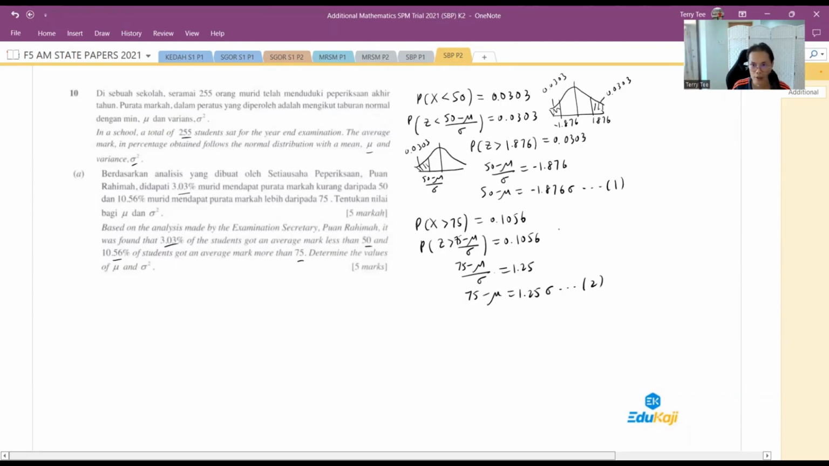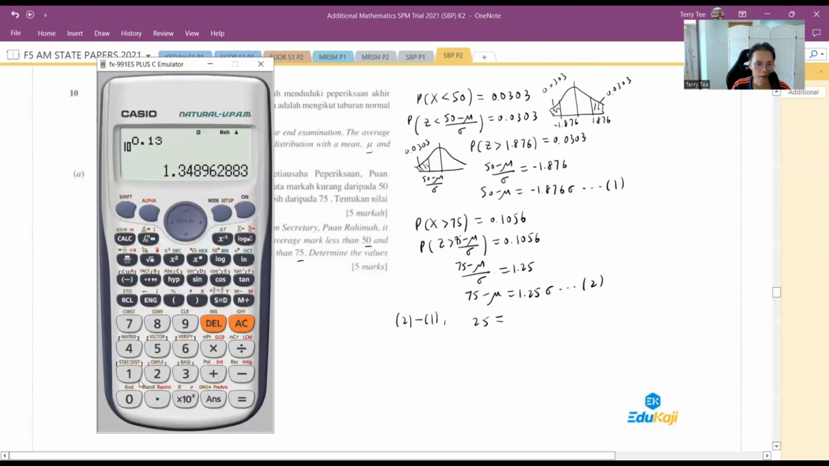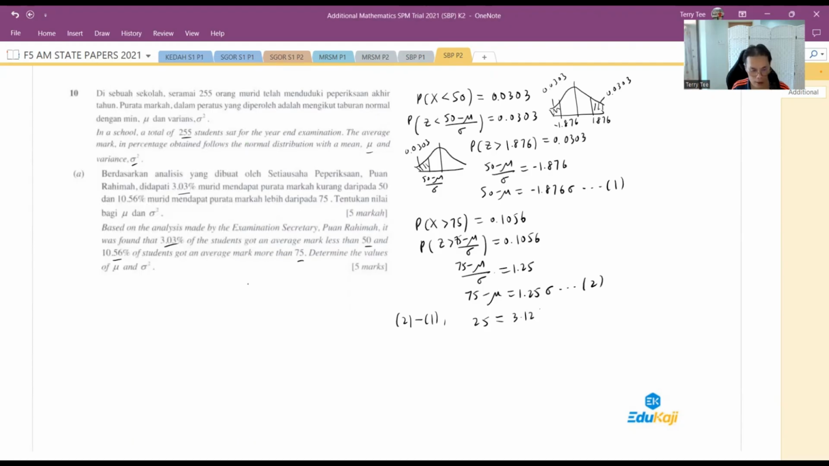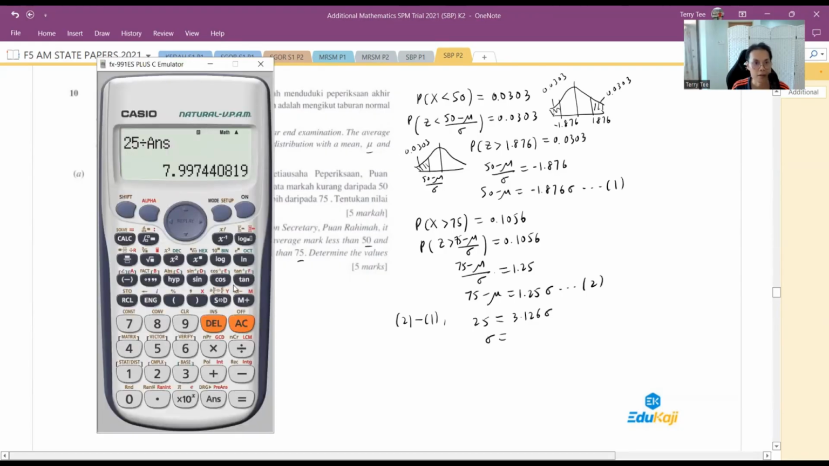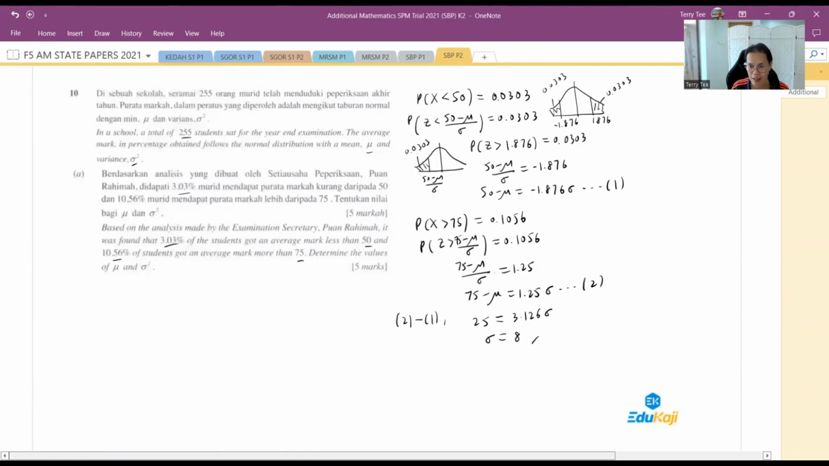So take equation 2 minus equation 1. 75 minus 50 is 25. Minus mu, minus mu, cancel out. Now your 1.25, you need to minus 1.25 minus a plus, 1.876. I got 3.126. Yeah, 3.126 sigma. Then just divide them. 25 divided by this answer, 7.997. You round off, it is 8. So the marking scheme also gives 8 as the answer.